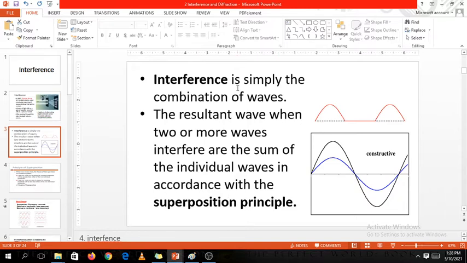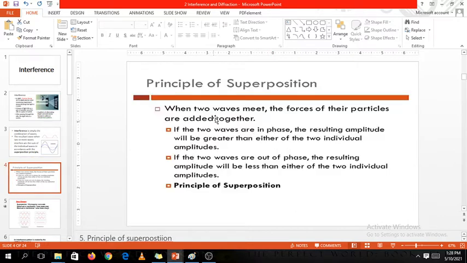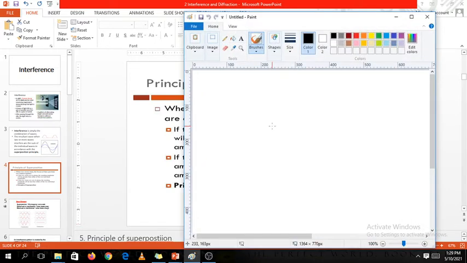So interference is simply the combination of waves. The resultant wave, when two or more waves interfere, is the sum of the individual waves in accordance with the superposition principle. When two waves meet, the forces of their particles are added together. If the two waves are in phase, the resulting amplitude will be greater than either of the two individual waves. If they are out of phase, the resulting amplitude will be less than either of the two individual amplitudes. So that is the principle of superposition.